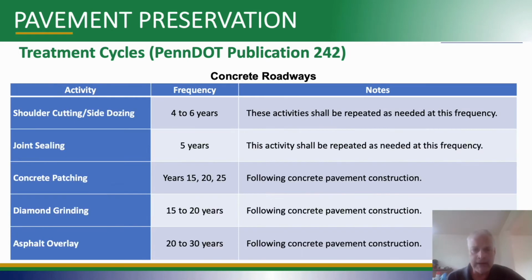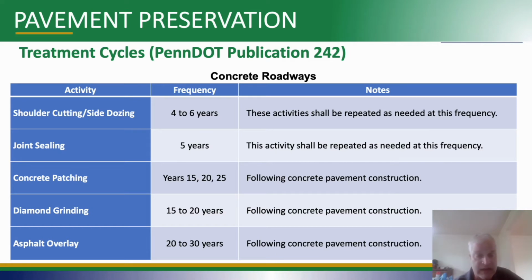And then finally, concrete roadways. Again, you have the shoulder cutting and side dosing depending on what type of shoulders you have. You need to do some level or some percentage of joint sealing every 5 years. It's not going to be 100%, obviously. It might be 20%, but you need to inspect them and see which ones need to be replaced every 5 years. Then there's a concrete patching need, and those are a combination of probably full depth and partial depth patches starting in year 15 and then probably every 5 years after that.